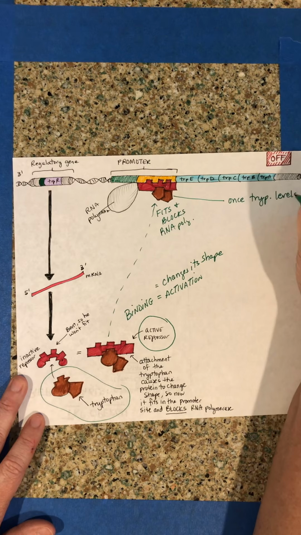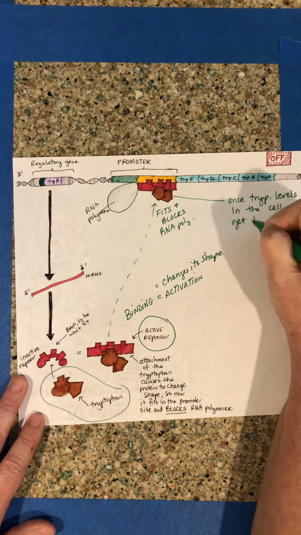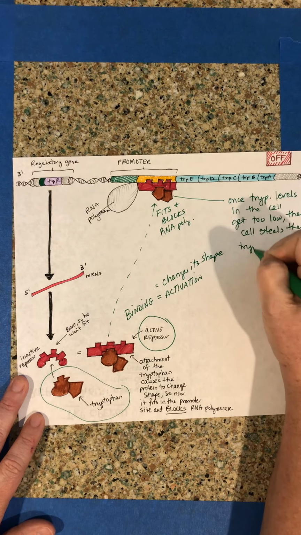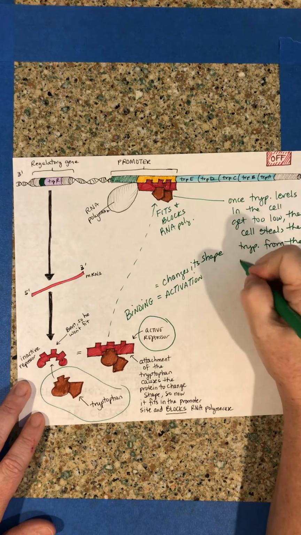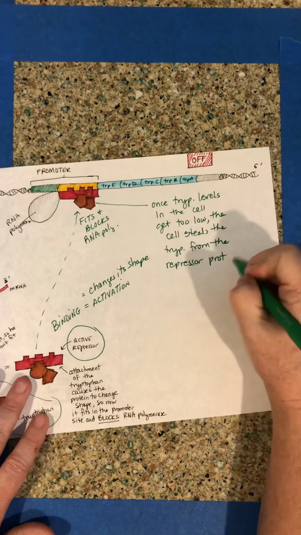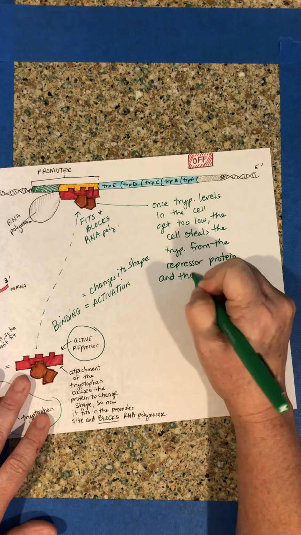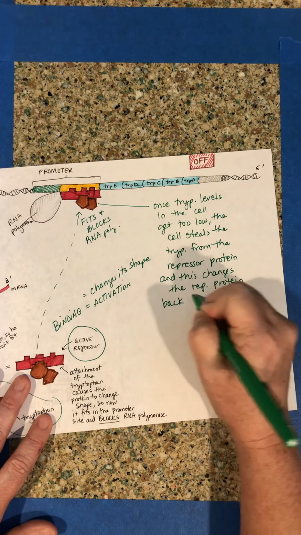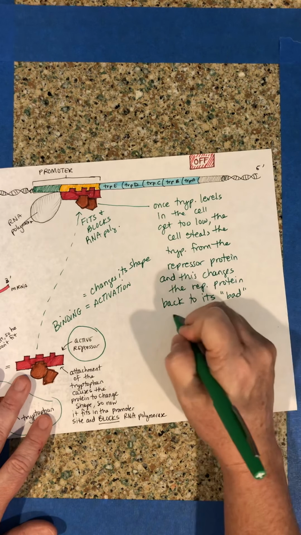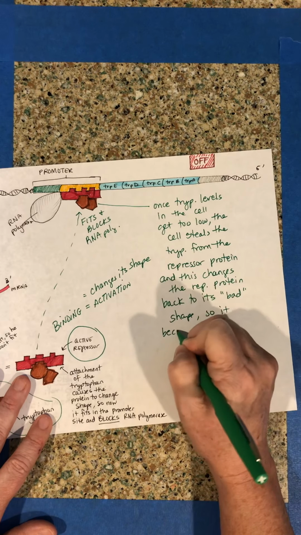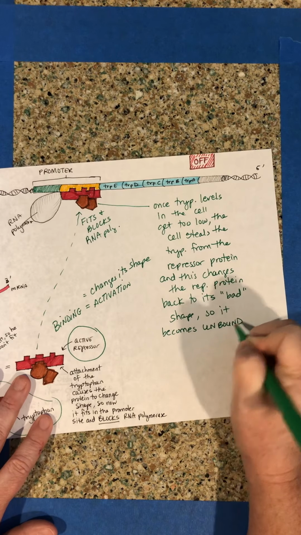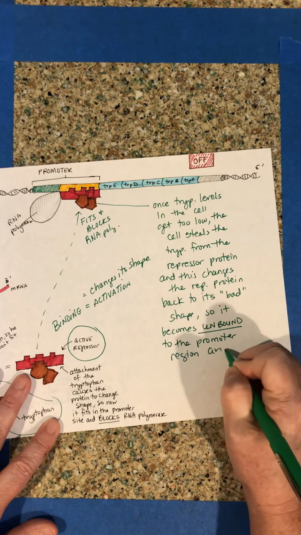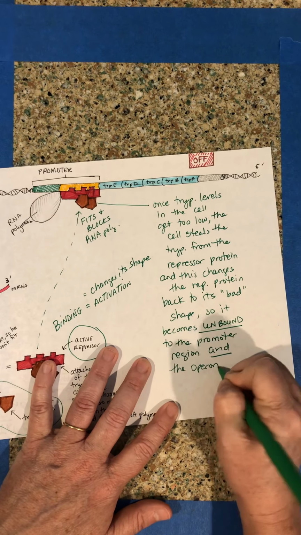The only way this can turn back on is once the tryptophan levels in the cell get too low, the cell steals the tryptophan from the repressor protein, and this changes the protein back to its original shape, and it becomes unbound. Then the operon is back on.